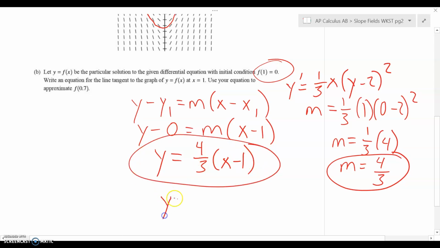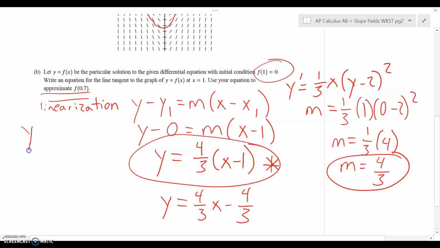If you really like the y equals mx plus b, you can distribute that 4/3 again. For convenience sake, I'm choosing to leave it like this because of what they're asking me to do. They are asking me to approximate f of 0.7. In other words, they want me to use the tangent line to make a guess as to what the function's worth. The fancy word for that is called linearization. That is more of a fun fact than anything, but hey, we're here, we may as well have fun with it. So let's see, put in the 0.7.